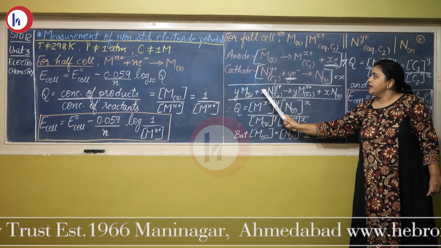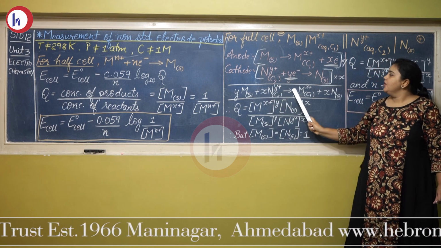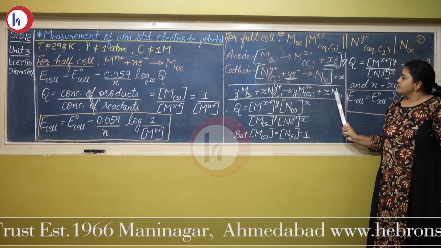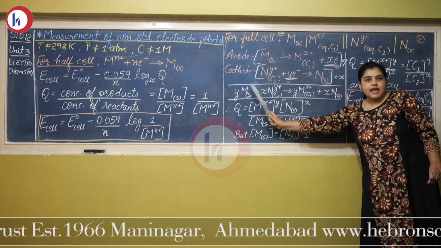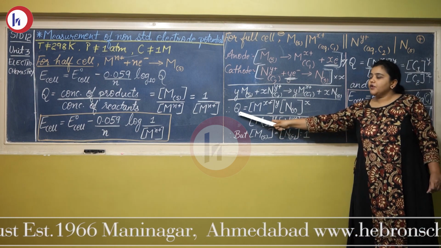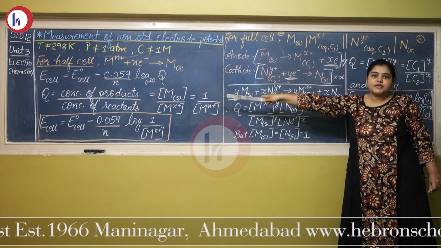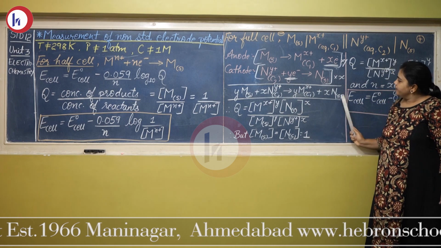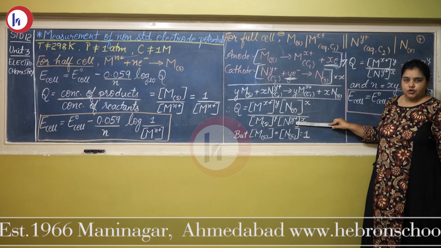y moles of metal M solid plus x moles of N^y+ whose concentration is C2 will give you y moles of M^x+ whose concentration is C1 plus x moles of N solid. Now, this is the net cell reaction that is occurring in the given galvanic cell. So, for this, if you calculate the reaction quotient from the formula, concentration of products divided by concentration of reactants, this is the product side and this is the reactant side. So, we get this equation.